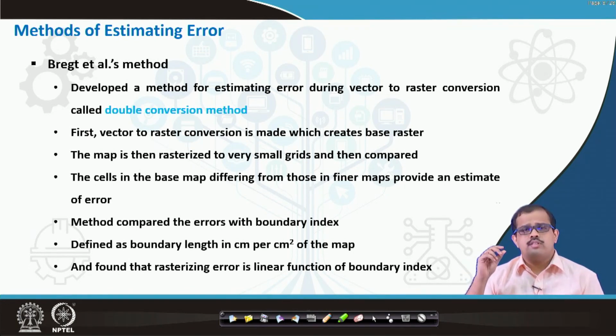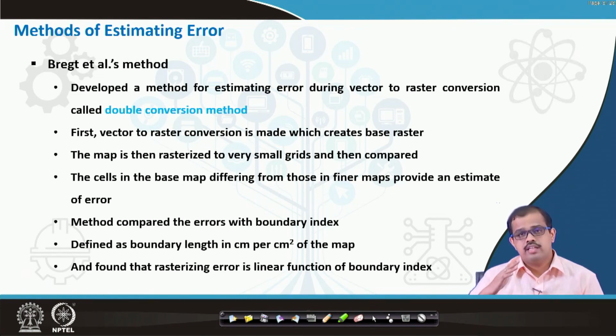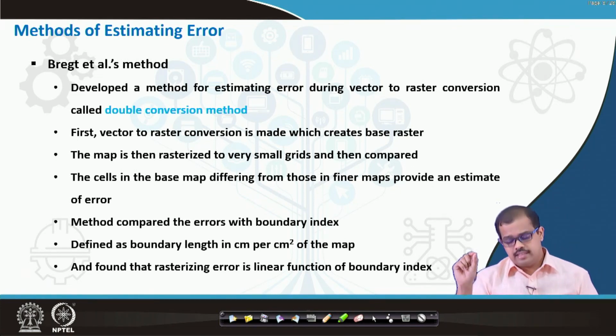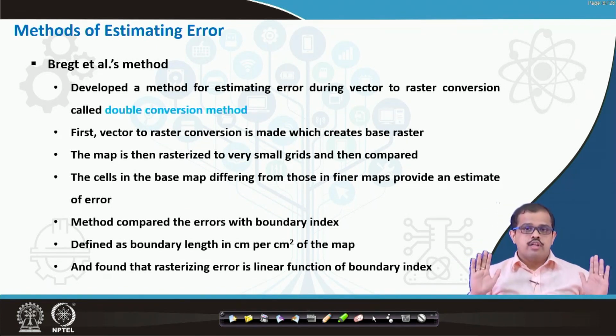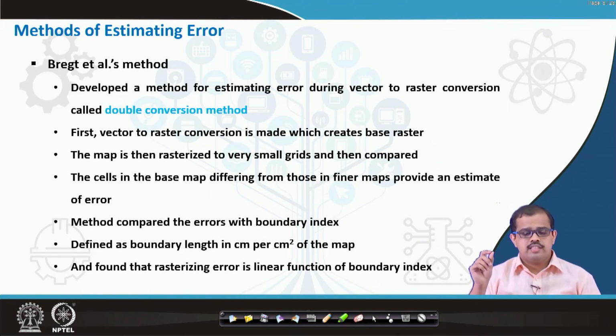There is another method which was developed by Brett et al. This was based basically on a double conversion method, so it is also very famously called the DCM method. Okay. The first vector to raster conversion here creates a base vector. So, it does not just directly give you a vector to raster data; what this method does is it first gives you a base vector. Once you have the base vector, then the map is rasterized into very small grids and then compared.